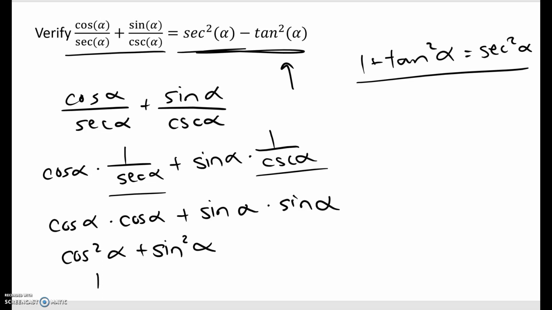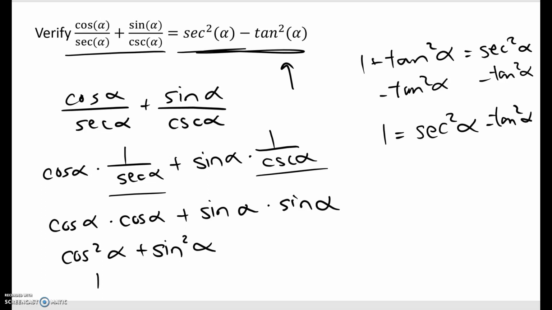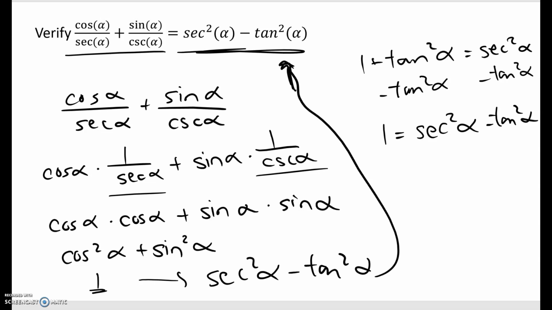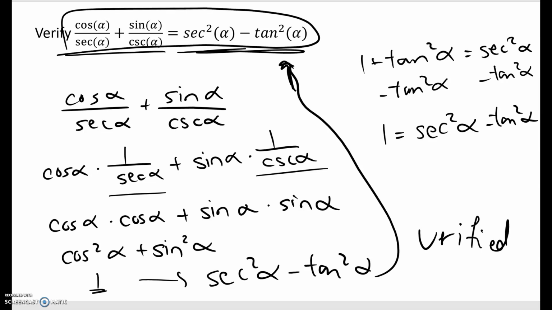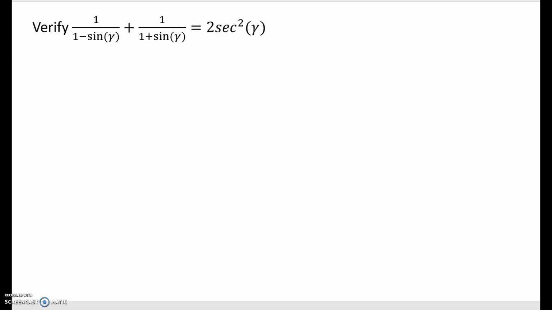So say I move the tangent over to the other side. So I subtract tangent squared from both sides. Well, hey, 1 is now equal to secant squared of alpha minus tangent squared of alpha, which we have a 1 right here. So this is actually equal to secant squared of alpha minus tangent squared of alpha, which is the other side of the equation. So we have verified this identity right here.